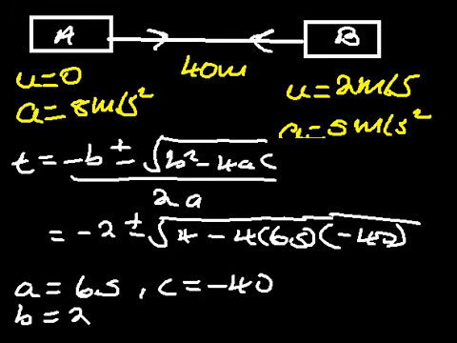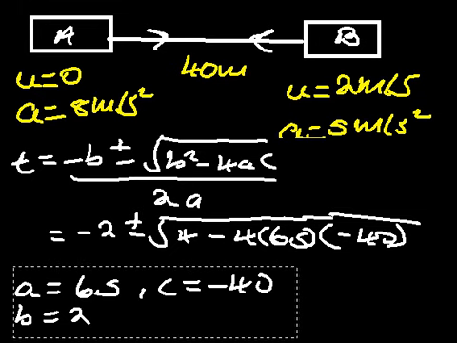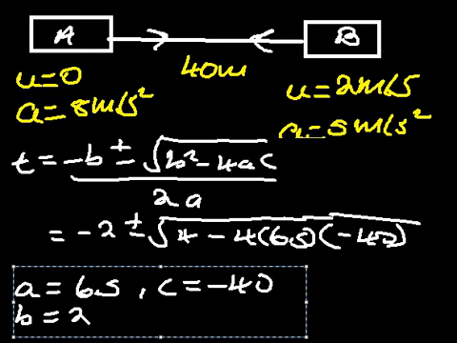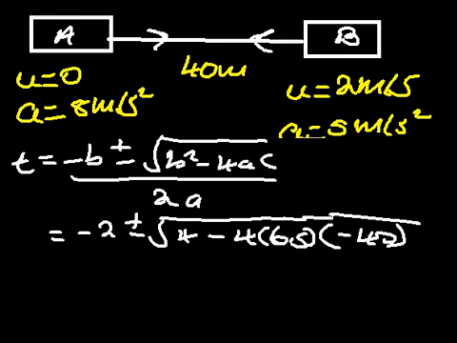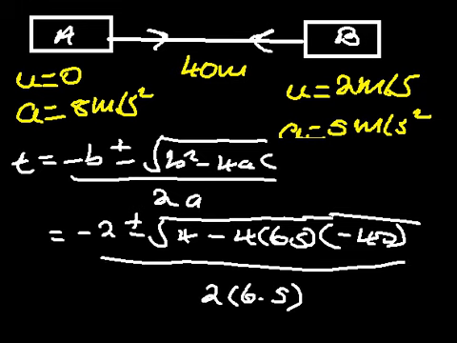We should have that divided by 2 times A. That is 2 times A, which is 6.5. So with the calculator, what is 4 times that? So now we can have it as this.